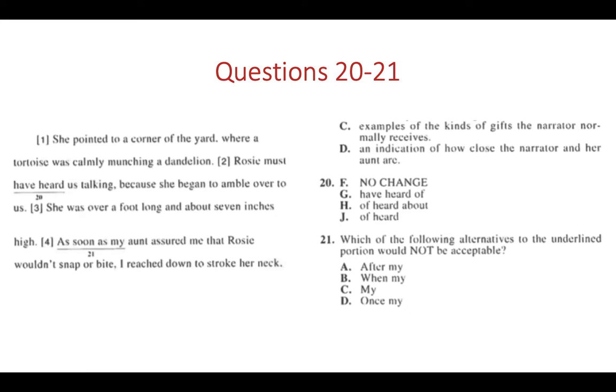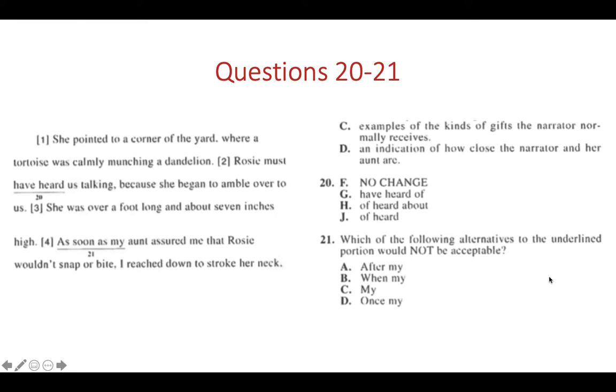All right, number 20. Rosie must have heard us talking because she began to amble over to us. So then we're just figuring out which one is grammatically correct. Rosie must have heard of us talking. Well, no, she didn't hear of them talking. It wasn't like rumor has it, right? She actually heard them talking, and that's why she walked over. Rosie must have heard about, or Rosie must have heard.